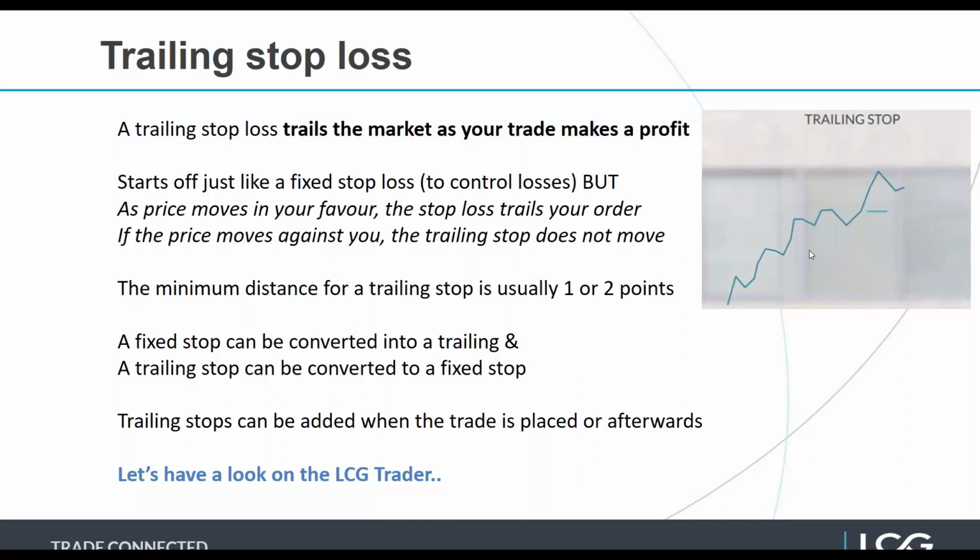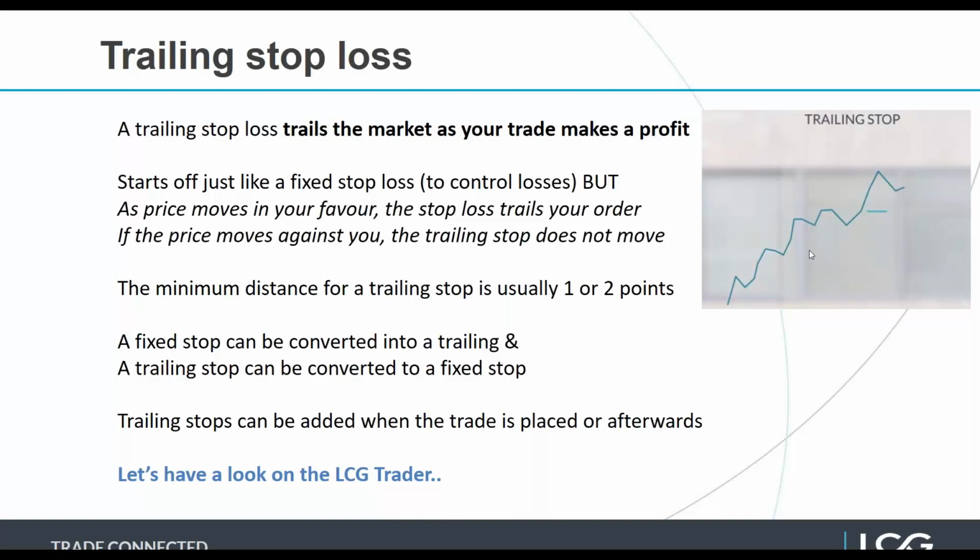So the minimum distance for a trailing stop is about the same as for the fixed points. I think it tends to be a little bit more. I'm not sure there's a rule of thumb here. Again, you can check, and it will tell you when you're placing it as well, but it's normally 1 or 2 points, not normally a big barrier to entry. A fixed stop can be converted into a trailing stop, and a trailing stop can be converted into a fixed stop. So you can modify your order as you go, which adds a good amount of flexibility to things.